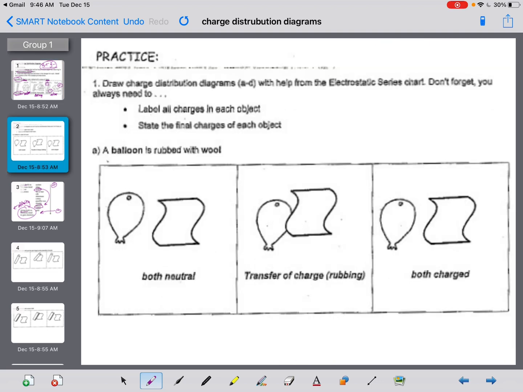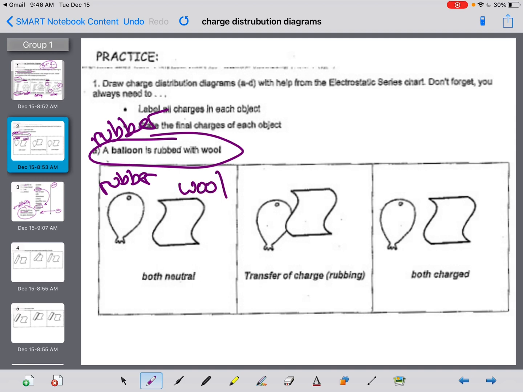Okay, so let's look at another one. You can also try this, feel free to pause the video and give this a try. We're going to do a balloon here. Balloons are usually made out of rubber, and then wool. When we're doing this, I'll do the first one with you. So this is our rubber balloon and here is our piece of wool, and we're starting with them both being neutral. I'm going to do 3 again. Okay, so neutral, neutral.